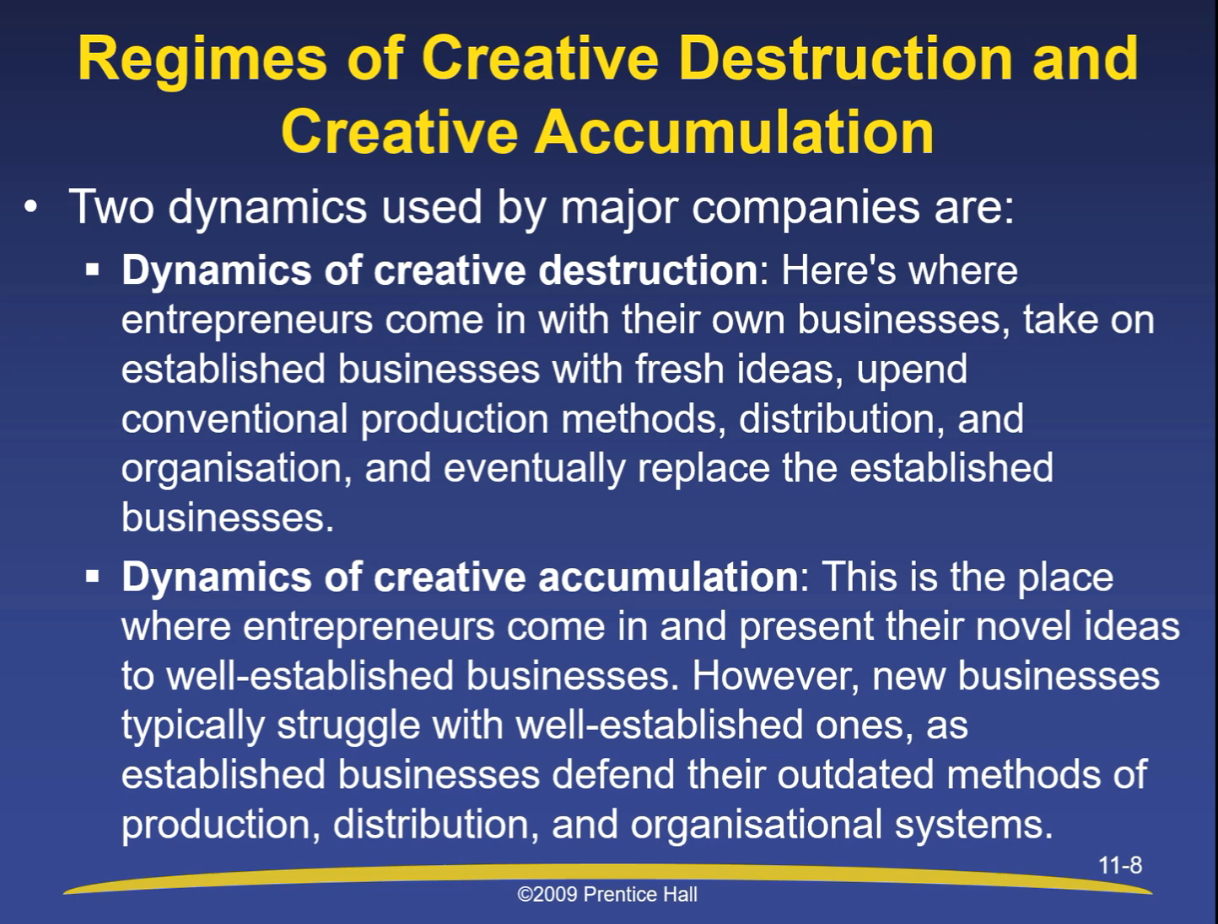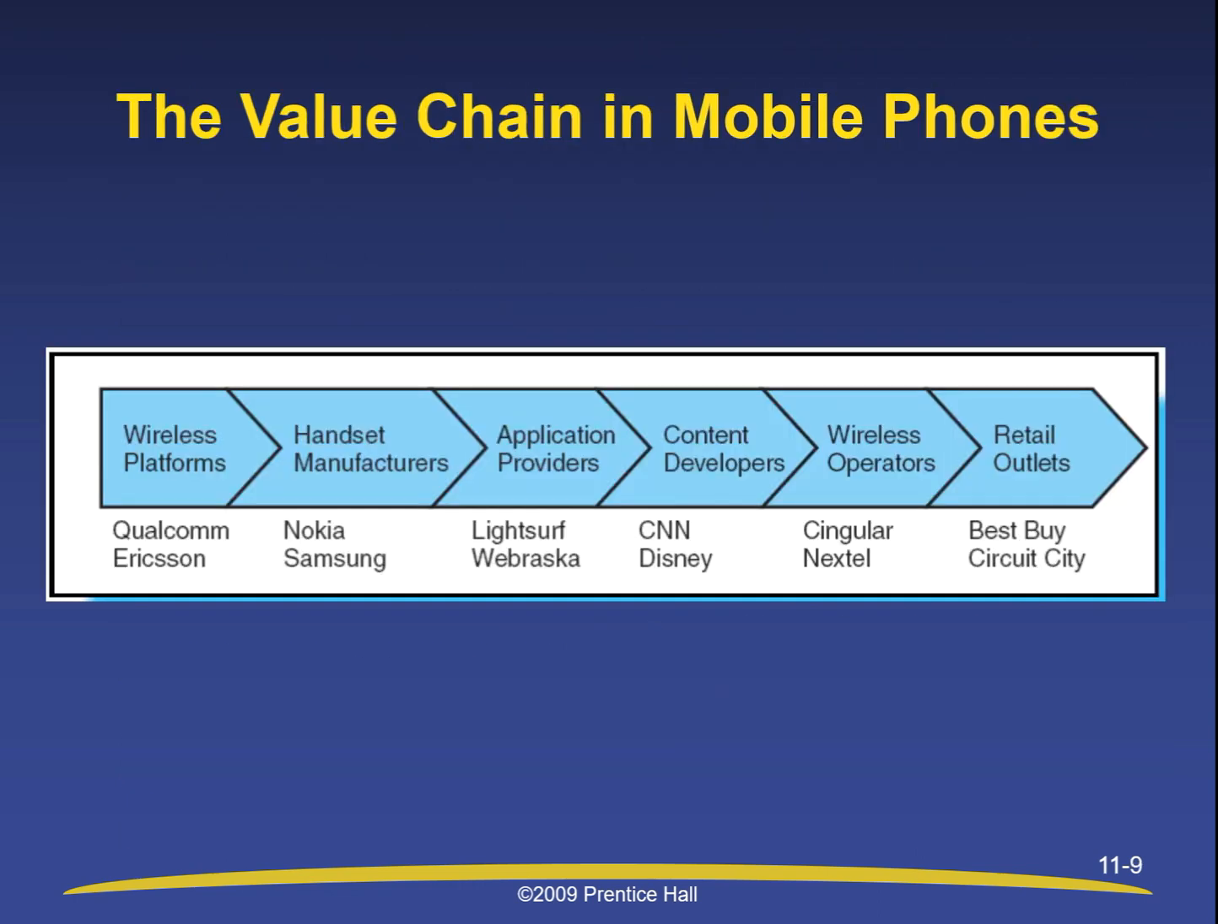The second is the dynamics of creative accumulation. This is where entrepreneurs come in and present their novel ideas to well-established businesses. However, new businesses typically struggle with well-established ones, as established businesses defend their outdated methods of production, distribution, and organizational systems. The value chain in mobile phones.